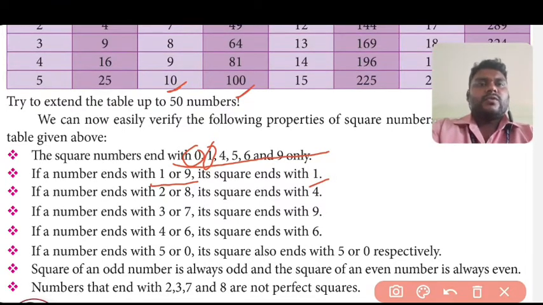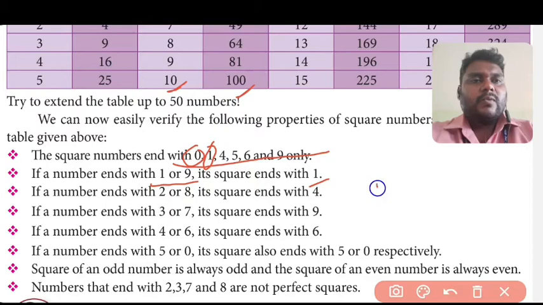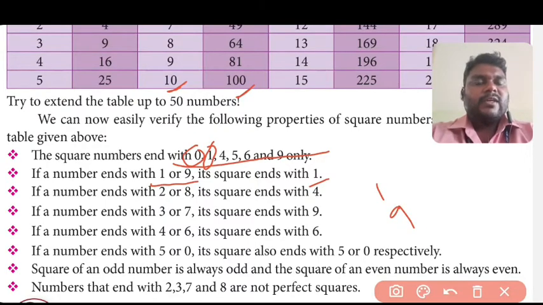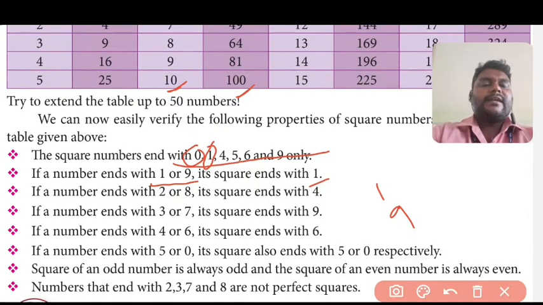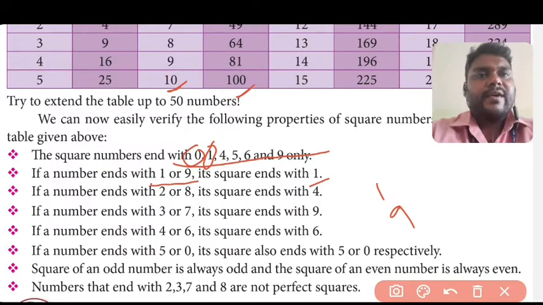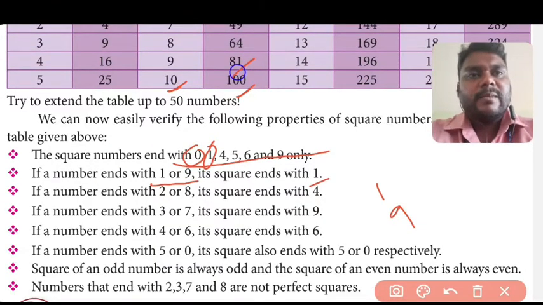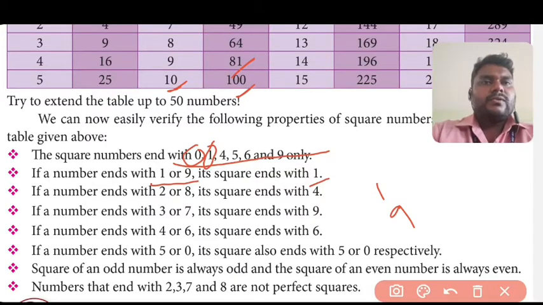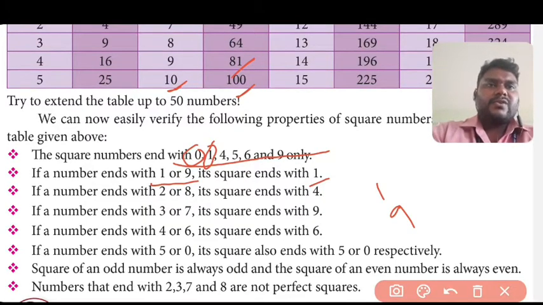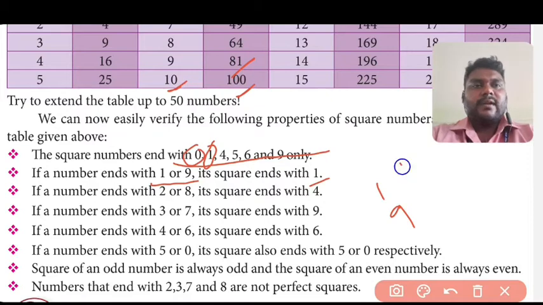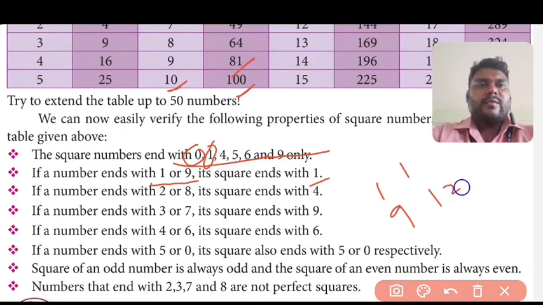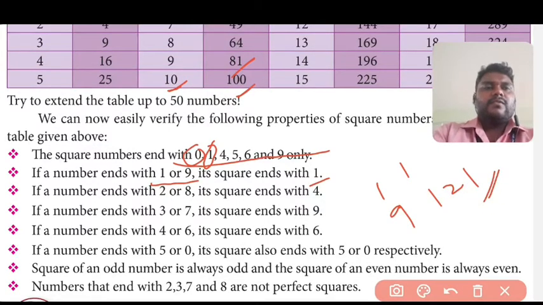Okay, so when a number's last digit is 1 or 9 and we square it, the last digit is 1. For example, 9 square is 81, and the first digit of 81 is 1. Okay, so same with 19 square, like that. 1 square is 1 and 11 square is 121, so it also ends with 1.